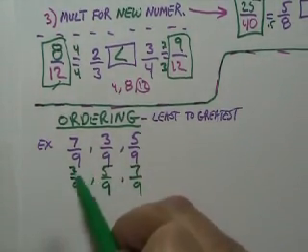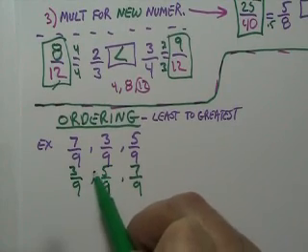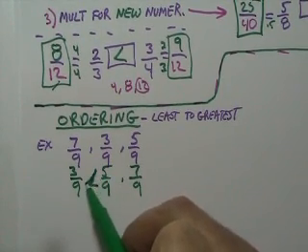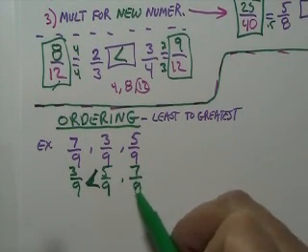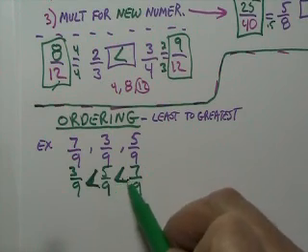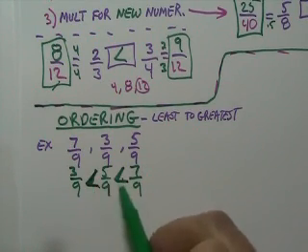And by the way, notice that 3/9 is smaller than 5/9. If it's smaller, look at this. I can use a less than symbol. And 5/9 is smaller than 7/9. So sometimes you'll see this, when they put two less than symbols in there.